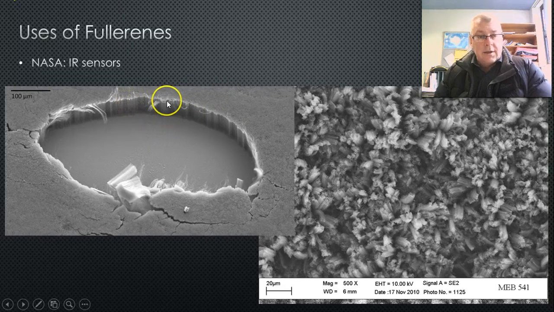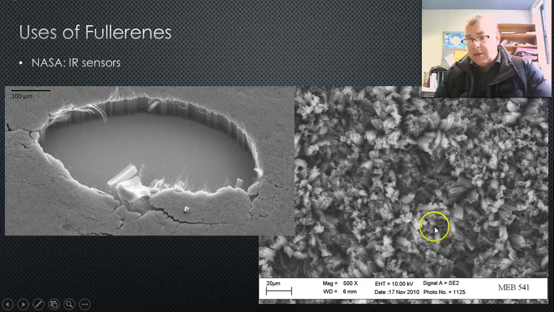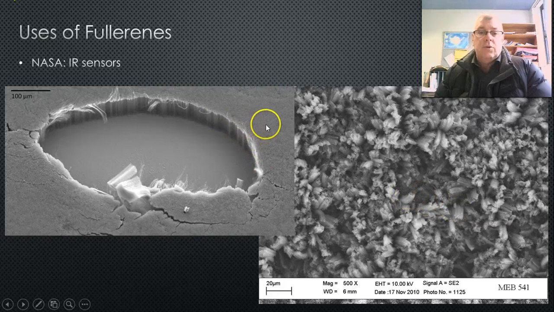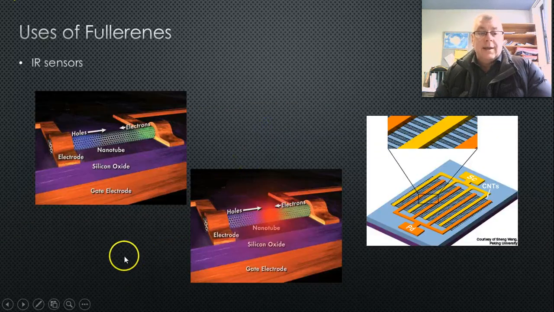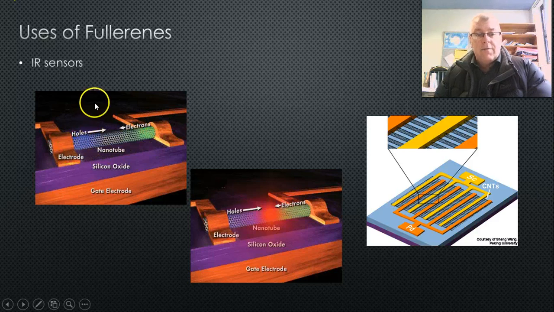Now this is an electron microscope picture of it, and if we blew up a small section of that, we'd see the ends of all the nanotubes are all pointing upwards, and so any infrared goes straight in and gets absorbed. They can also be used in a more practical sense here on the surface, by having a nanotube between two electrodes, and infrared radiation.